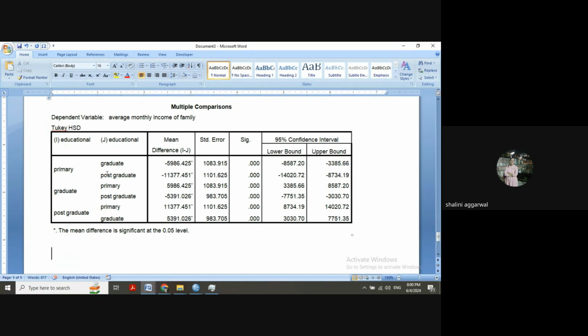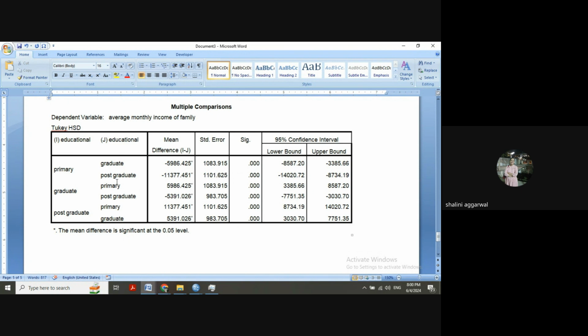Primary with graduate and primary with postgraduate. So you see, primary compared with a graduate person, there is a significant difference in their salary. If the person is primary and postgraduate, again there is a significant difference. And if a person is a graduate and you compare with primary, there is a significant difference. Postgraduate also. So, multiple comparison.